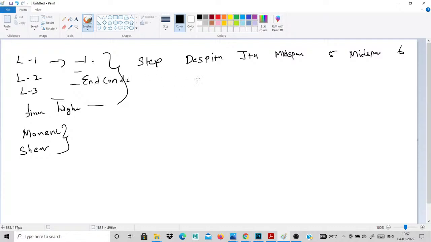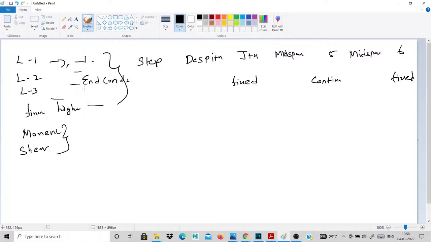End condition: the joint 4 is fixed, right? The 5 is continuous. Then joint 6 is fixed. So I mentioned this joint 4 and joint 6 are fixed. The 5 is continuous.